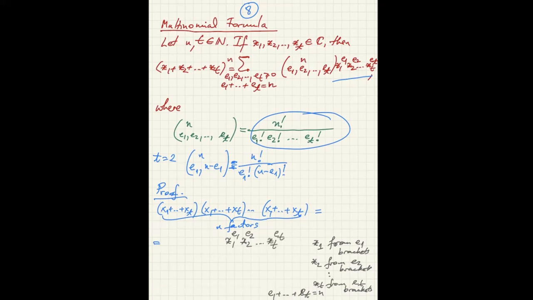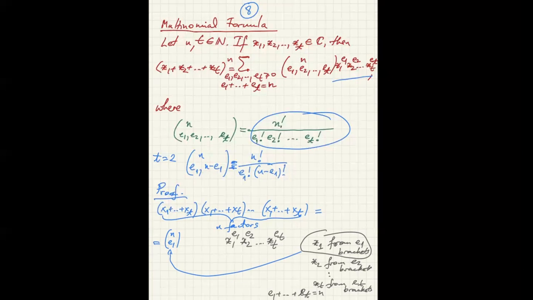Okay. And now, how many ways can we pick x1? So the number of ways of, you have n brackets, and we have to pick e1 of them. So that number is going to be n choose e1. So that takes care of this one. Now, once we've picked the brackets for x1, those brackets are gone.